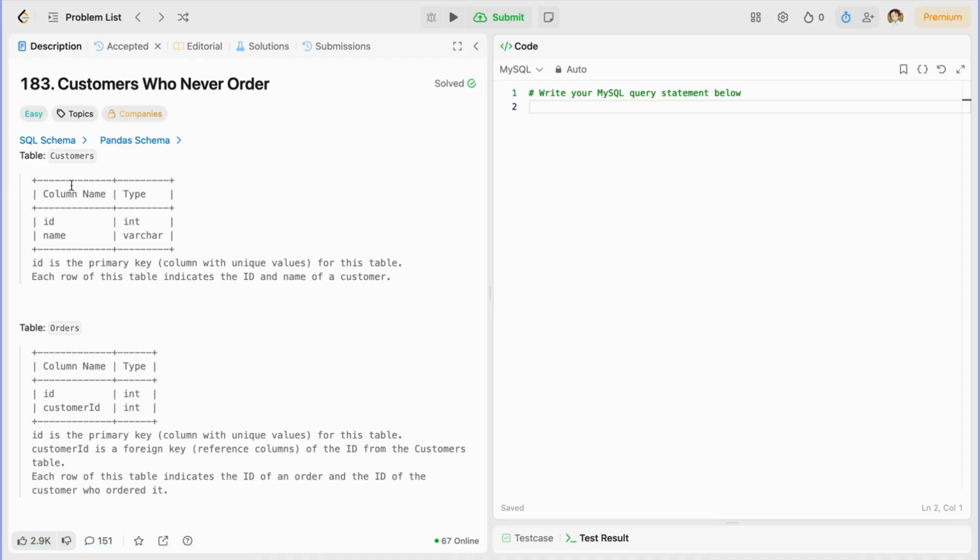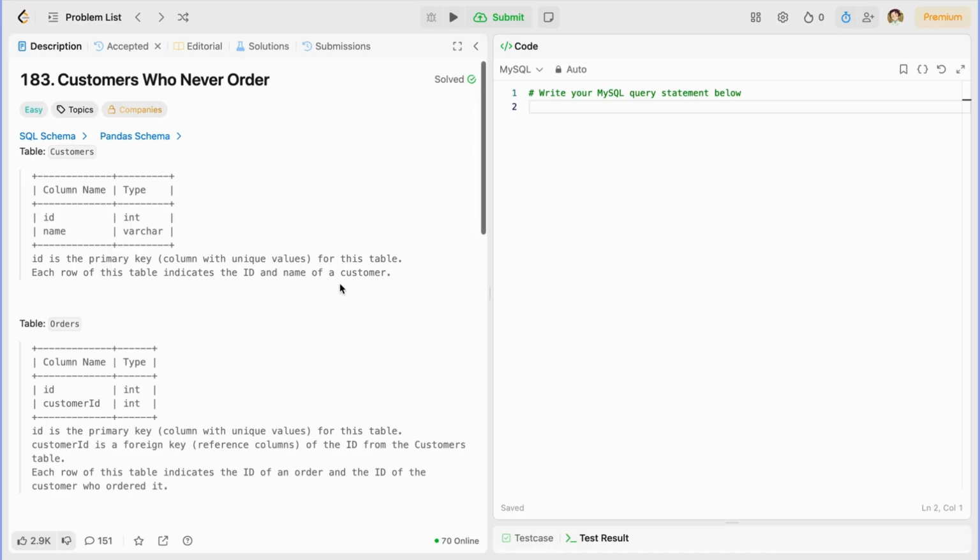They have given a table which is called customers and two columns, which are ID and the name of the customer, and their respective data types, that is integer and varchar. So ID is the primary key for this table. So what do you mean by a primary key? Primary key is a column which has unique and non-null values. So each row of this table indicates the ID and the name of a customer.